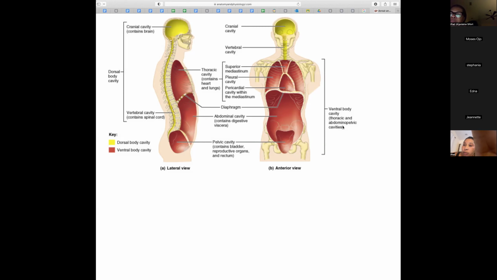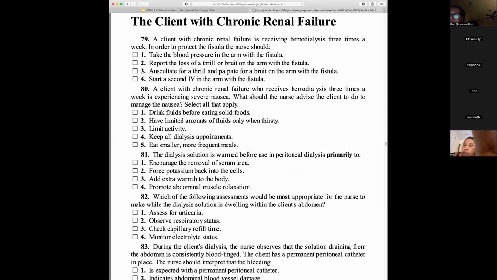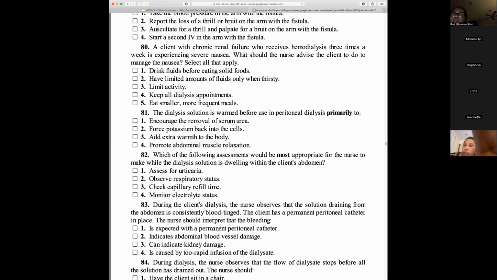So let's go. I think we have one more question to do, and then we'll get started with lecture. Oh, actually, because I have to show you something, and then we'll get started with lecture. Okay, 83. During the client's dialysis, the nurse observes that the solution draining from the abdomen is consistently blood tinged. The client has a permanent peritoneal catheter in place. The nurse should interpret that the bleeding, what would you choose?